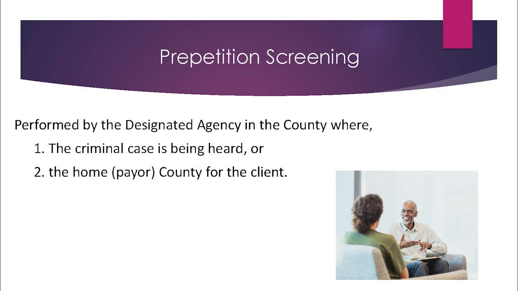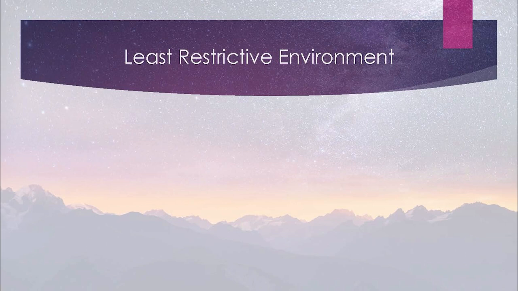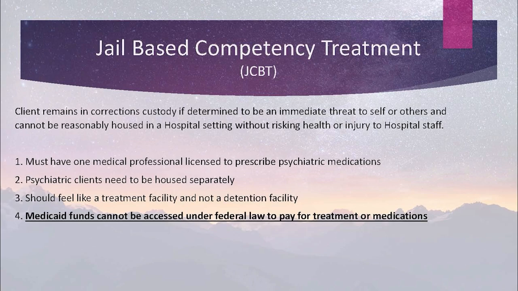First, a pre-petition screening is performed by the designated agency in the county where either the criminal case is being heard or the home county for the client. While that pre-petition screening is being performed, the client needs to be in the least restrictive environment. If they are found that they cannot be put into the community and they cannot be put into the hospital, they need to remain in corrections.